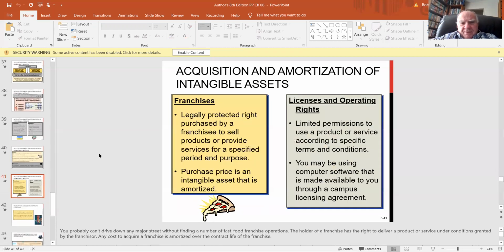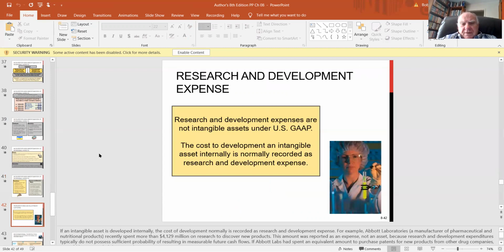Patents. And then you have franchise fees, your McDonald's and your Denny's and places like that. Research and development expenses are not intangible assets. The cost to develop an intangible asset is normally recorded as R&D expense. And that's what I was talking about earlier. That's why the company who creates the invention, the company who was granted the patent, cannot put that asset on their financial statements as an asset.